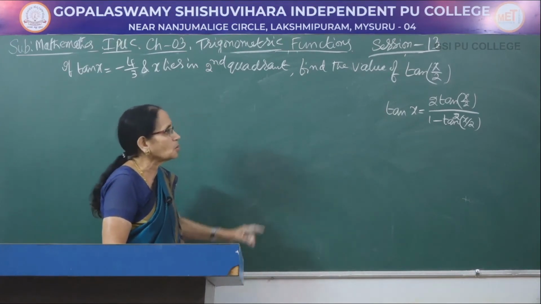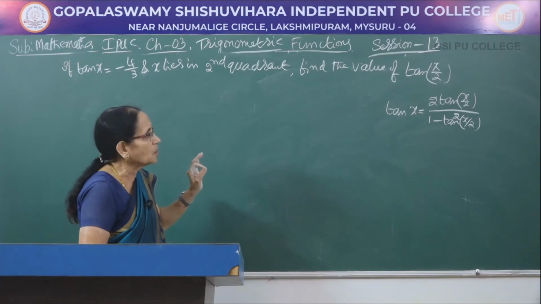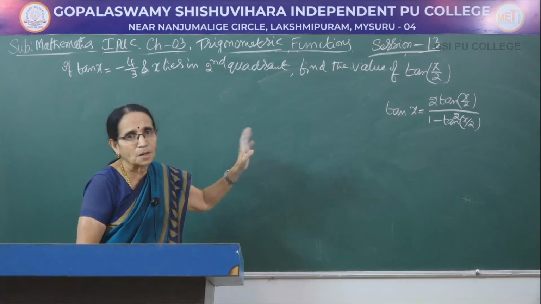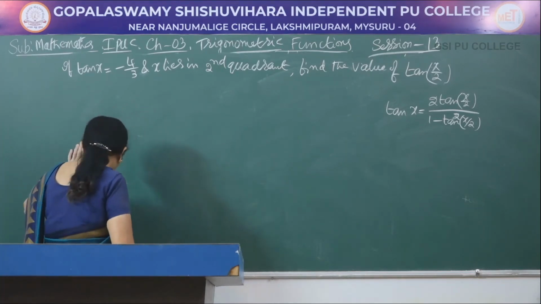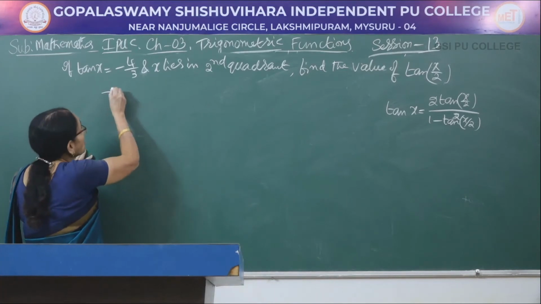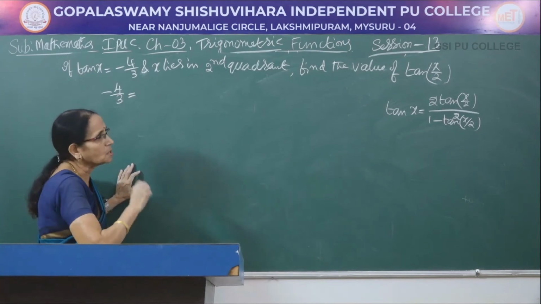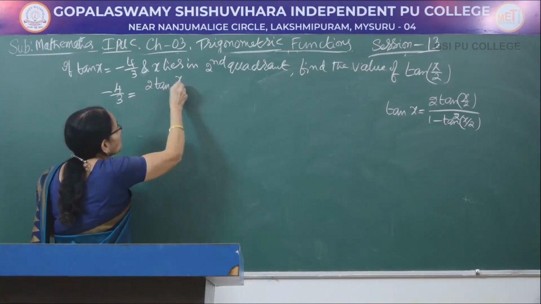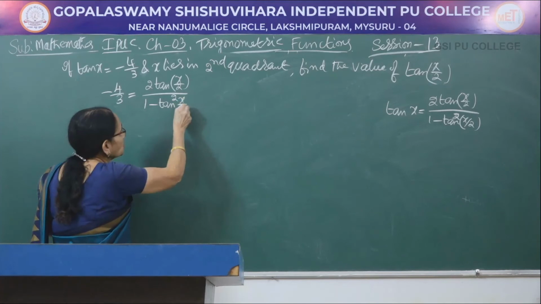So tan of x equal to, we know this result, 2 tan x by 2 divided by 1 minus tan square x by 2. I am making use of this formula directly. Now, the value of tan x has been given to us. What is that equal to? Let me write that value. Minus 4 by 3. We know that value. That is equal to 2 tan x by 2 divided by 1 minus tan square x by 2.